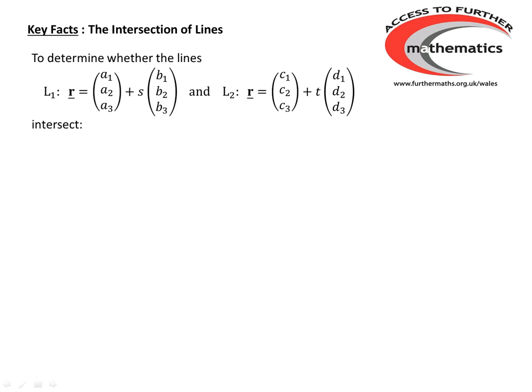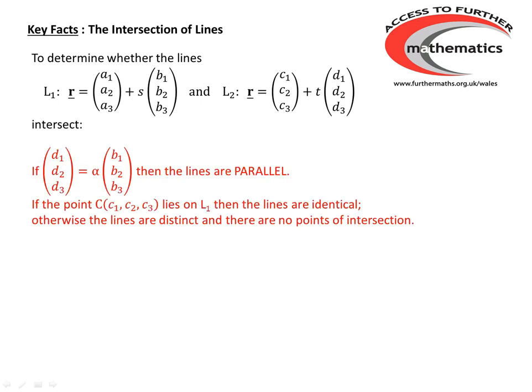If we have 2 lines, then it's possible that the 2 lines could be parallel, or they could intersect, or they may not be parallel and they may not intersect, in which case we say that they are skew lines. So, given the 2 lines, the first thing to do is to decide whether the 2 lines are parallel or not, and we do that by looking at the 2 direction vectors.